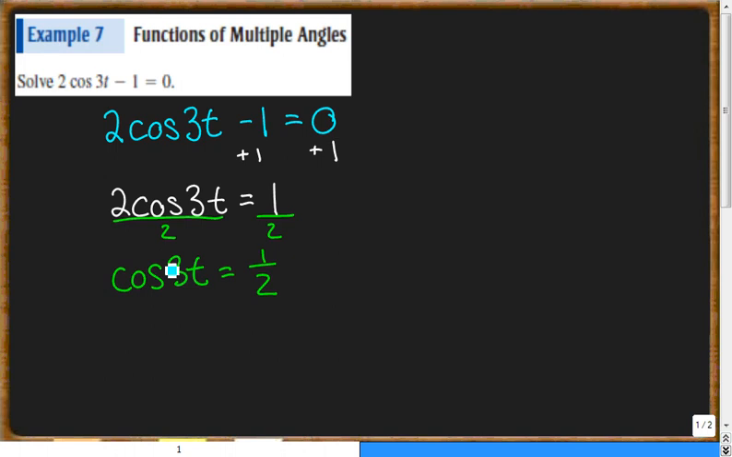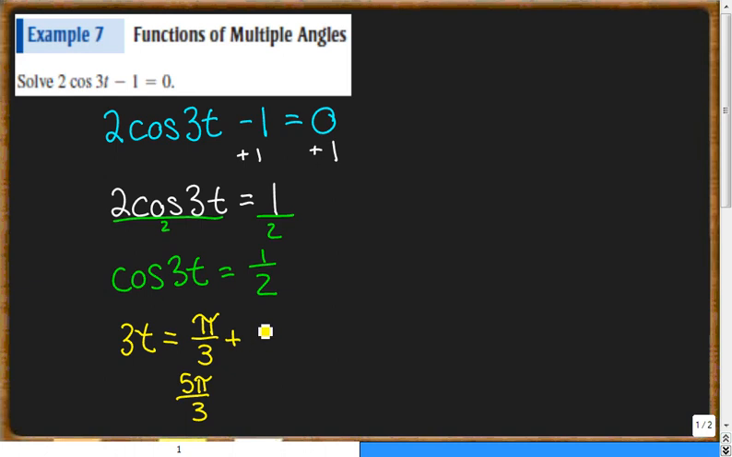Now at this point, we are trying to get t by itself, but before we can do that, we have to get 3t by itself. So because we're doing the cosine of 3t, we are going to leave 3t alone and do the inverse cosine here to find what our answer is going to be. So in this case, we look on the unit circle and we say, where's the cosine 1/2? Well, the cosine is going to be 1/2 in 2 places, at pi over 3 and also at 5 pi over 3.